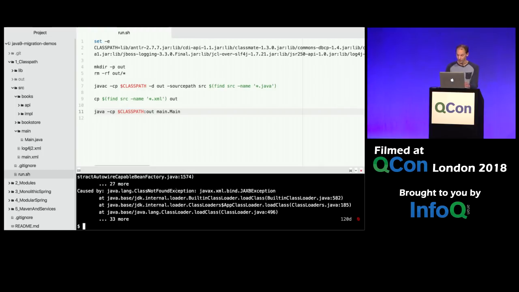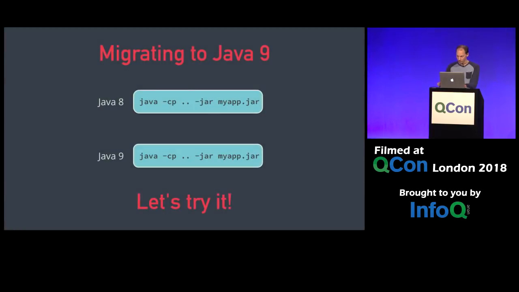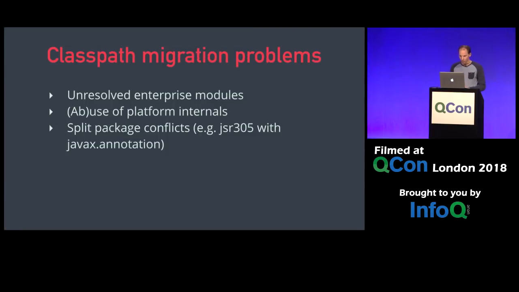It gives us a class not found exception, Java XML bind JAXB exception. So what's up with that? What we see here is one of the three major problems that you can encounter when you move to Java 9 or later. There are some modules in the JDK, so-called enterprise modules, which now with Java 9 aren't resolved or available by default anymore. So we'll look into that problem.